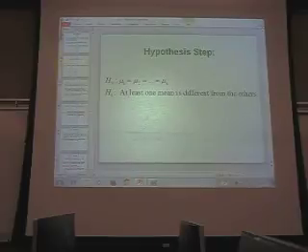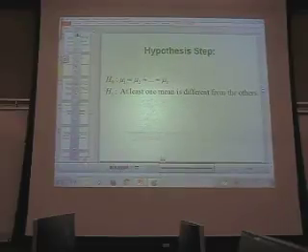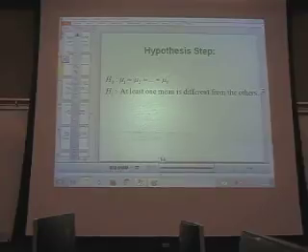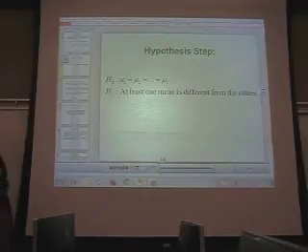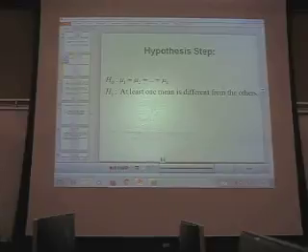Here is the hypothesis step. H naught is that the means are equal. So mean 1 equals mean 2 equals mean 3, for however many means you have. H1 then would be at least one differs. That's all you have to say, at least one differs. You can't say they're all different, but at least one differs.